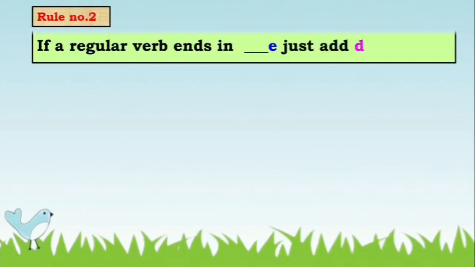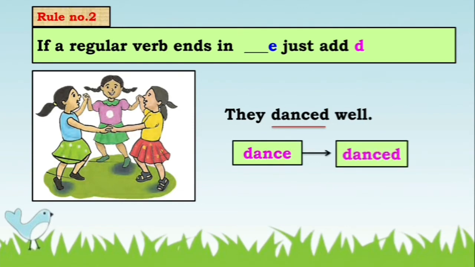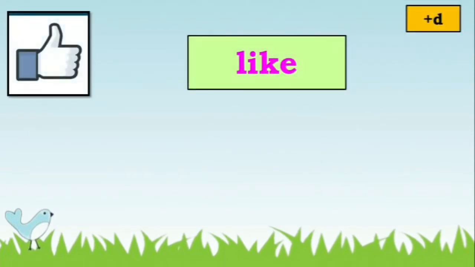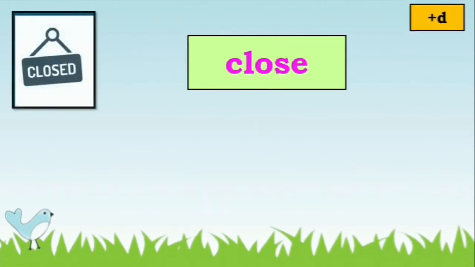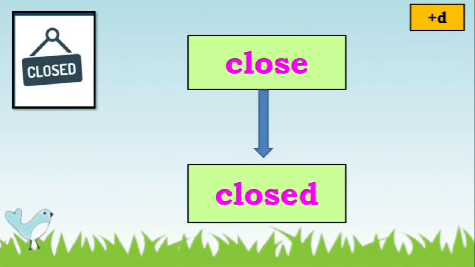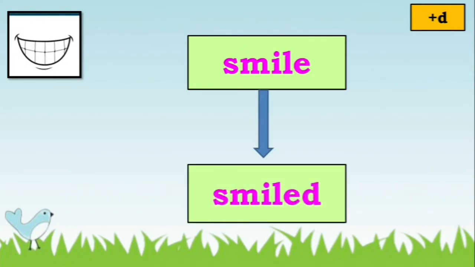Rule number 2. If a regular verb ends in E, just add D. For example, they danced well. Here, the verb is danced and the base form of the verb danced is dance, danced. Let's see some more examples. Like, liked. Close, closed. Smile, smiled.